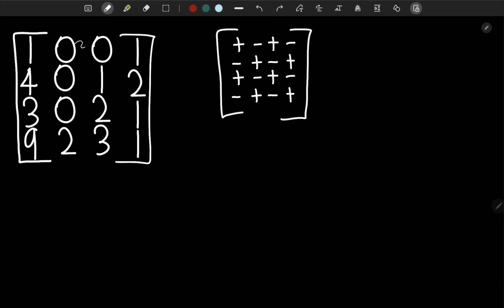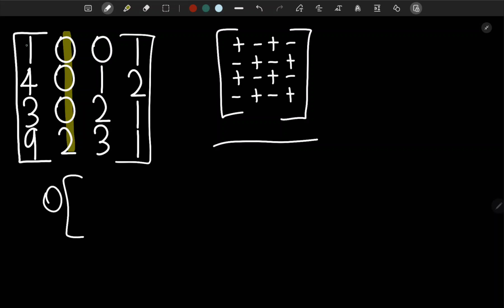So the first number is 0 here. Let me highlight it again. And now we write 0. What is the sign for 0? It's -2 from this matrix over here. This is the sign matrix that you need to memorize or remember. It's very simple. It's plus, minus, then opposite. It just keeps alternating.